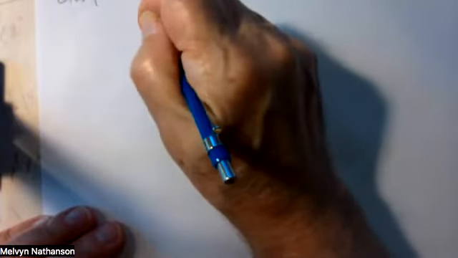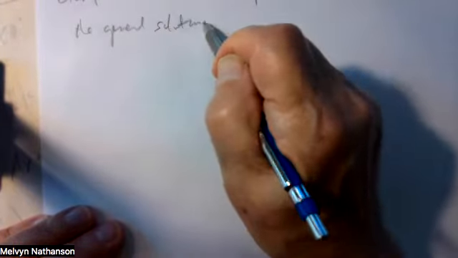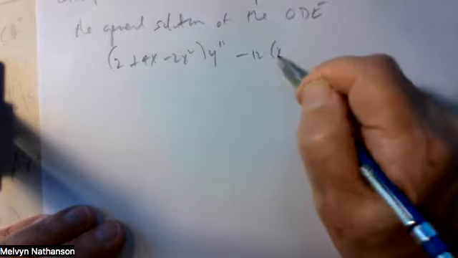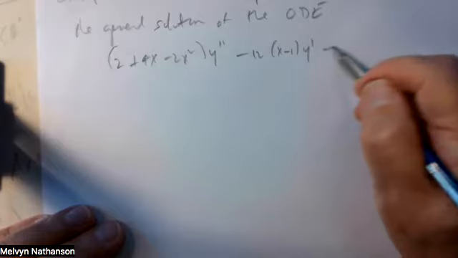So here is a problem. This is example 7.2.3. Find the power series in x minus 1 with a general solution of the ordinary differential equation, 2 plus 4x minus 2x squared y double prime minus 12 x minus 1 y prime minus 12 y equals 0. Right, so that's my differential equation. And I want a power series in x minus 1.